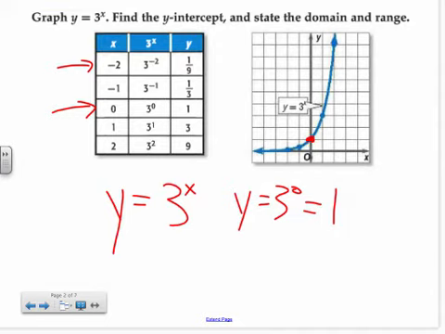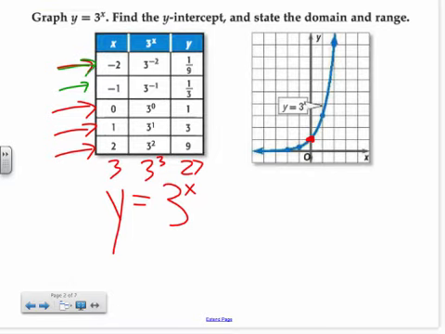Then when you plug in 1 and 2, anytime you plug in a positive number, it's going to grow fast, right? 3 to the first power is 3. 3 to the second power is 9. If I did 3 to the third power, if I plugged in a 3, I'd get 27. Boy, that would be way up there, right? I wouldn't be able to even reach that on this graph that I have here. So it's going to increase fast. Well, as I go in the negative direction, if I plug in a -1 and a -2, it actually ends up decreasing.